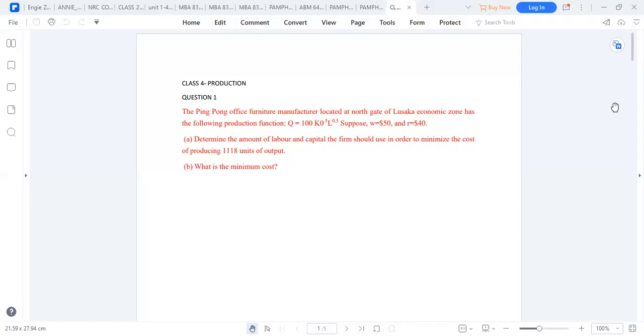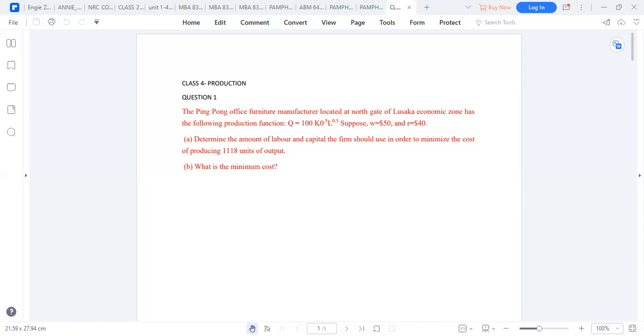Welcome to our session today, where we're going to look at production theory. To start with, when we're dealing with production, what is production? Production is simply a process that converts the raw materials that we have in terms of labor and capital. Labor is denoted by L, capital is denoted by K, into output, which we denote by Q.